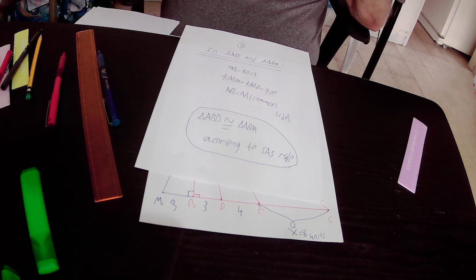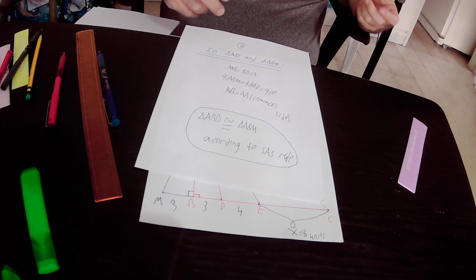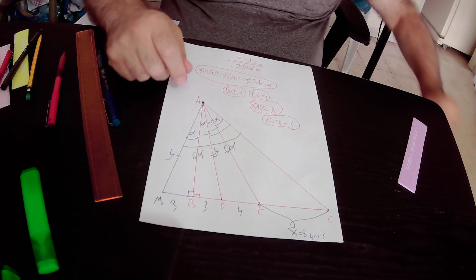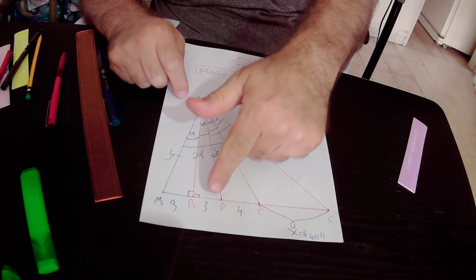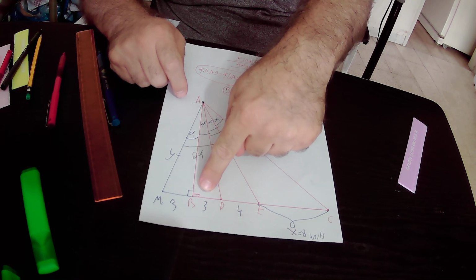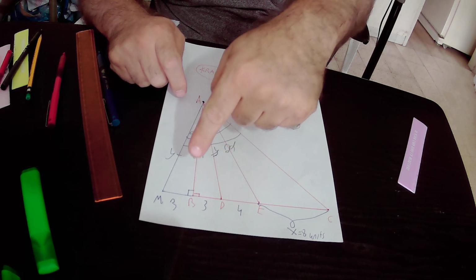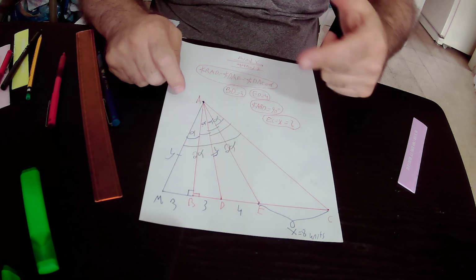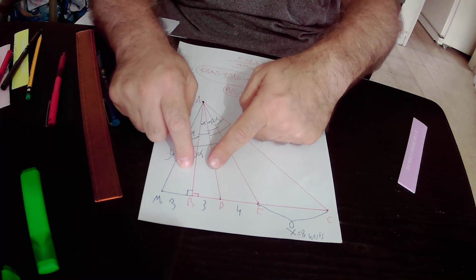What is the side angle side rule? The side angle side rule states that if in one triangle two sides and the angle between them are equal to two sides and the angle between them in another triangle, then those two triangles are congruent according to the side angle side rule. And we actually proved that side AB and side DB and the angle between them in triangle ABD are equal to side AB and side MB and the angle between them in triangle ABM. So we proved that those two triangles are congruent according to the side angle side rule.